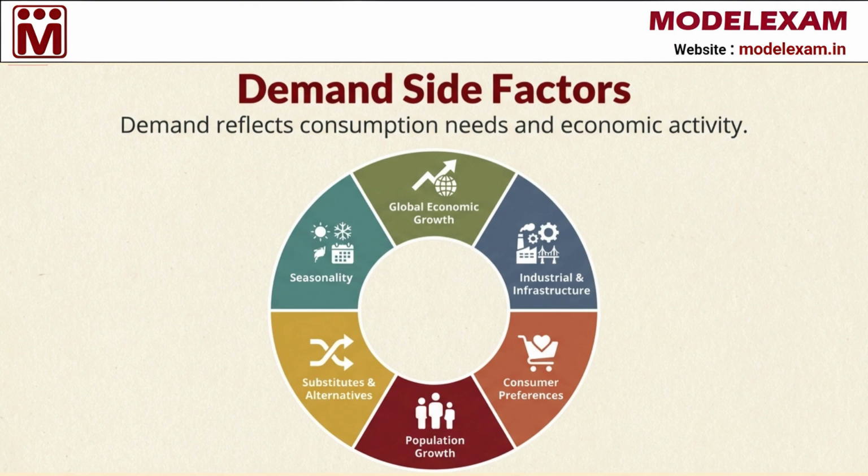Now, let us switch over to the demand side. Demand is all about who needs to consume the product and how active the economy is. This is driven by 6 major areas. We look at global economic growth, seasonality, industrial needs, consumer preferences, population growth, and the availability of substitutes. All these factors combine to tell us how much of a commodity the world wants to buy.